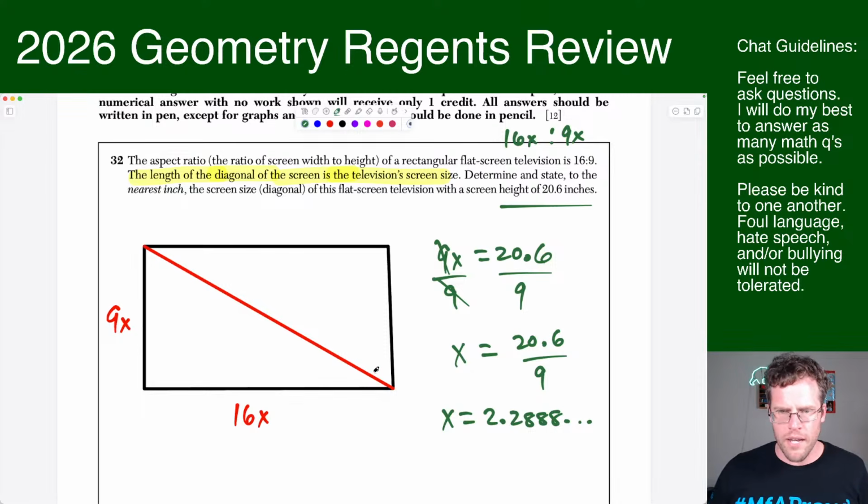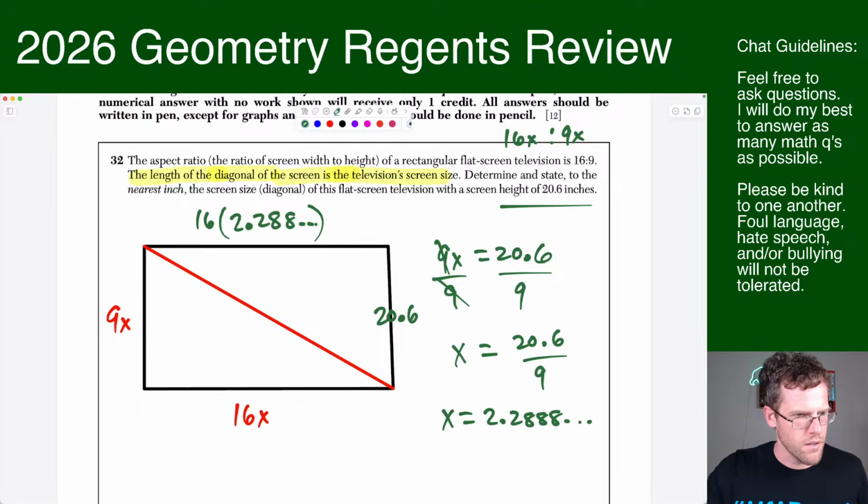All right. But now that we have that, what we could do is say, well, the height of the TV is 20.6, so this is 20.6, this part. We could solve for the width by doing 16 times x, where x was 20.6 over 9, or 2.2888 repeating. So let's go ahead and do that in the calculator, and then I'll do the Pythagorean theorem.